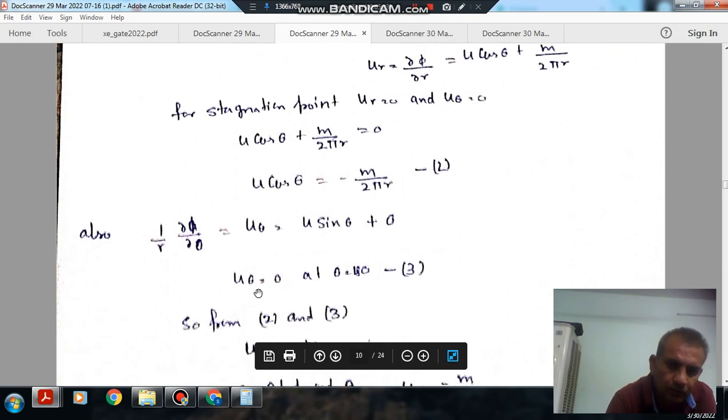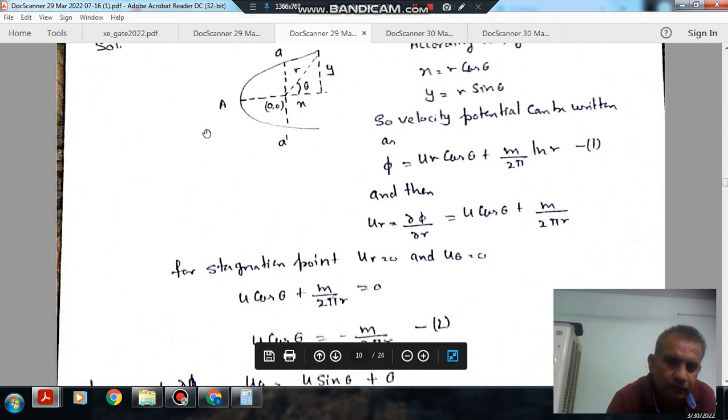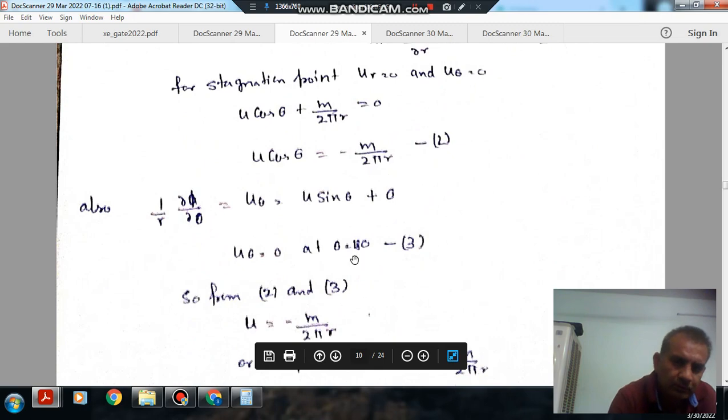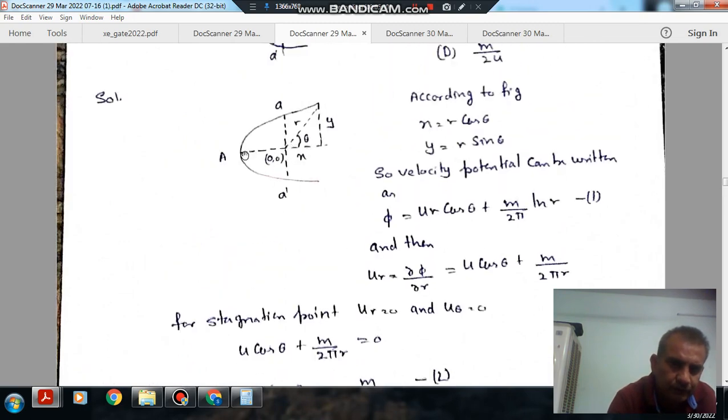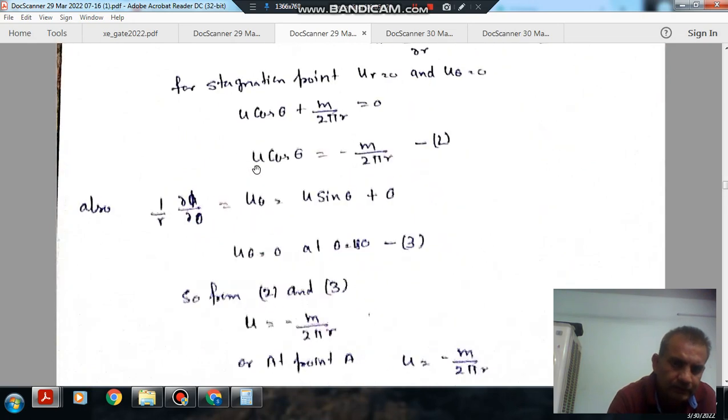Now for the stagnation point, u theta should also be 0, and if u theta is 0, it means theta is 0, because u is not 0, since u is your free stream velocity. So the stagnation point is when theta is 0, or this point A, a point which is your stagnation point.